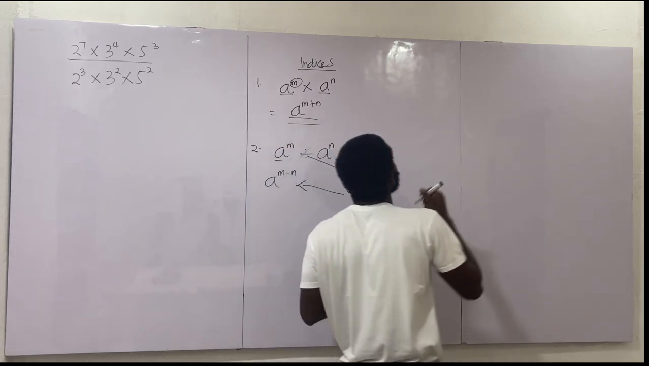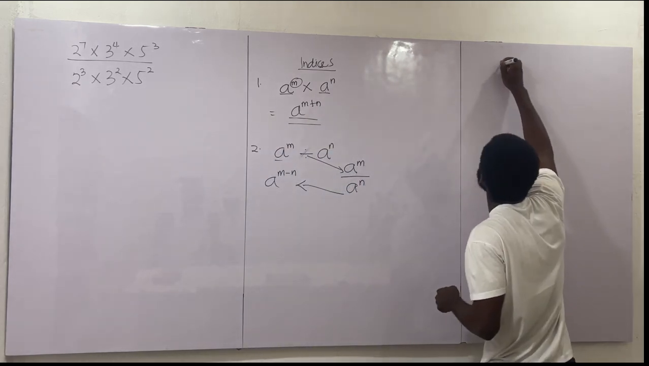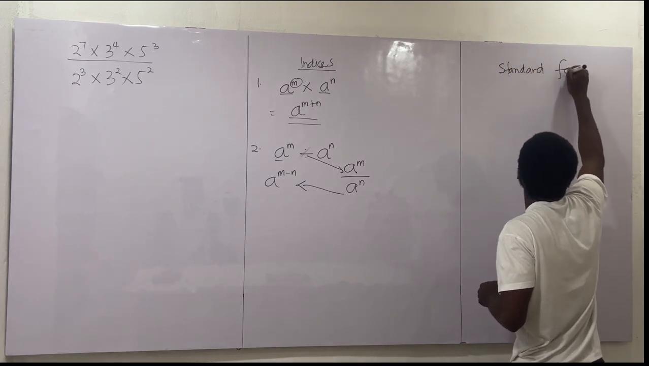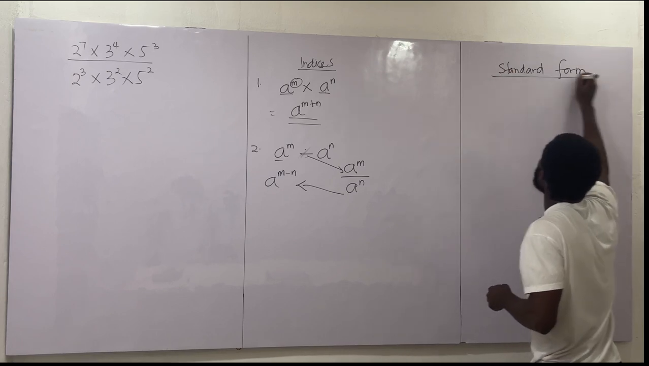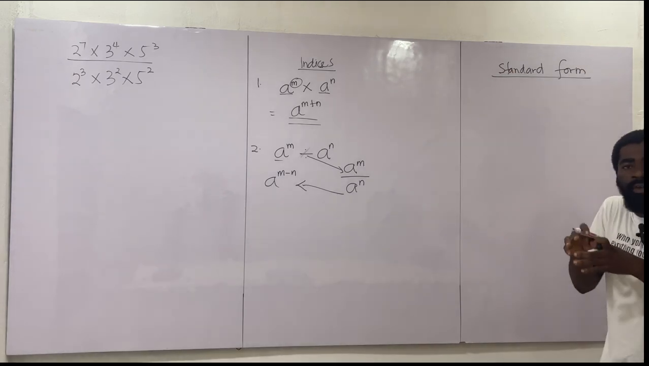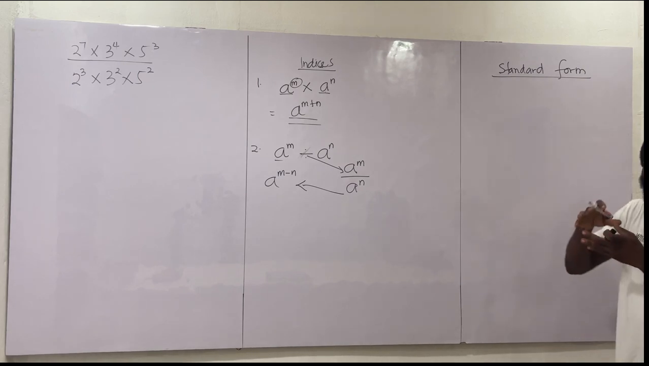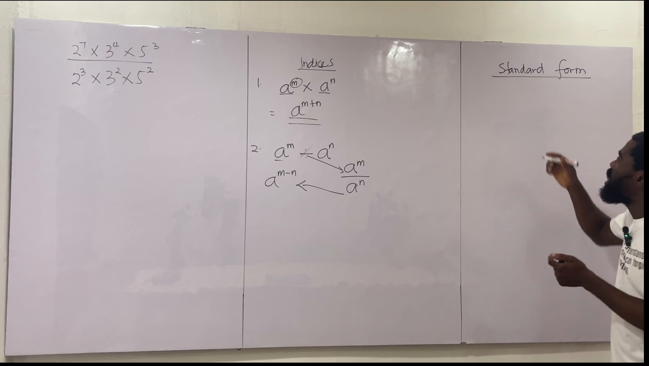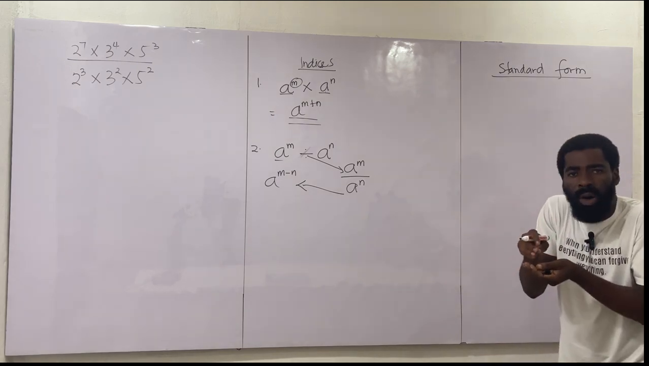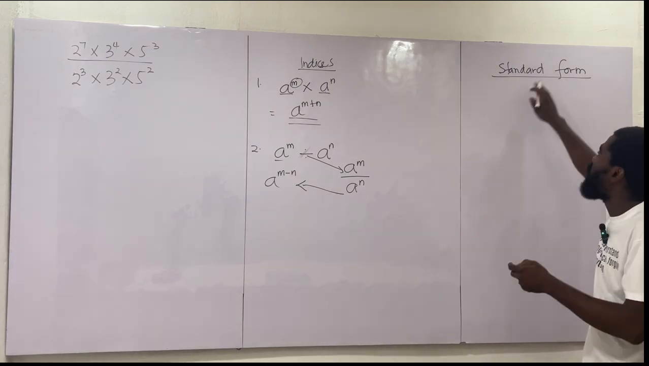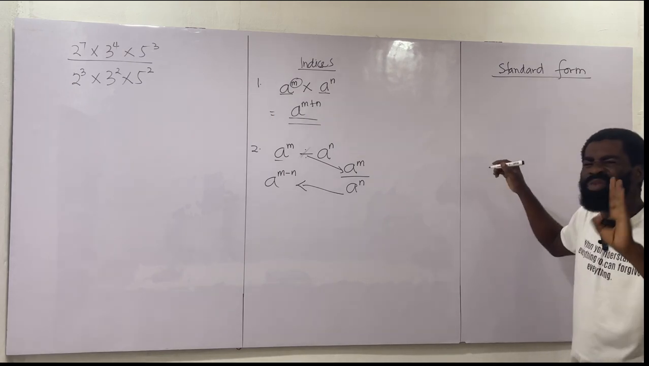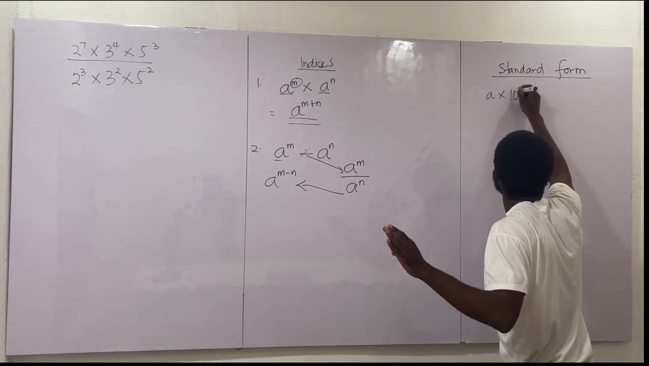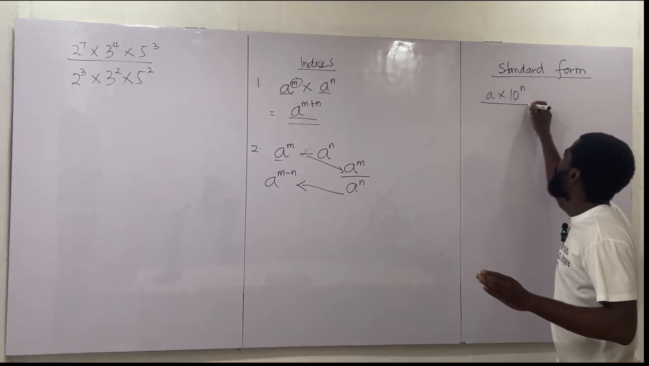But we were also told to write our answer in standard form. Now, when we say standard form, it's a form of writing numbers, so that numbers that look very huge can be written so that they look small and more significant, and numbers that are very small can also look significant. That's the reason why we introduce standard form. And every standard form is of the form a times 10 to the power n.